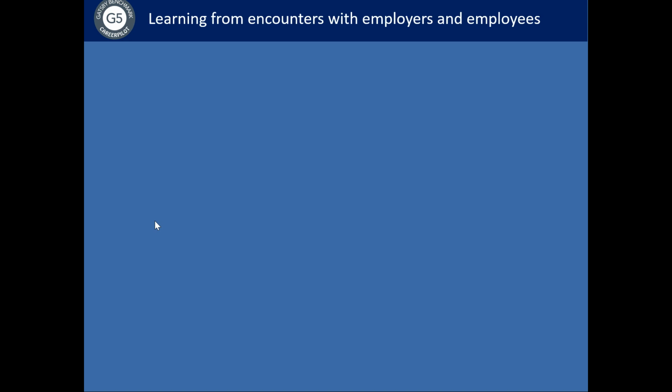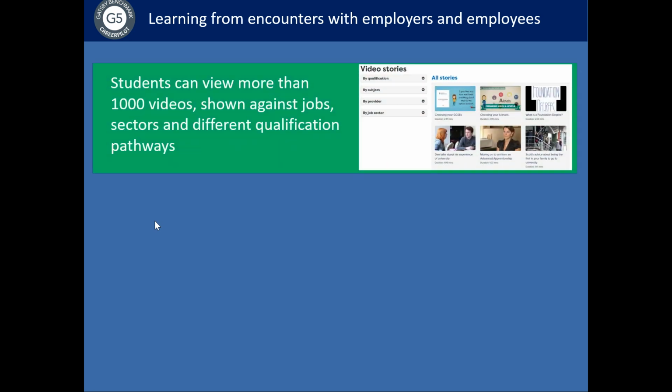Gatsby Benchmark 5 is learning from encounters with employers and employees. So there are lots of opportunities for students to learn from employers and employees by watching the videos. We've got a whole bank of many, many hundreds of videos, with different people talking about their jobs, their courses, and a whole range of different job sectors are represented through those video stories. They're really accessible, short and easy to access for students.